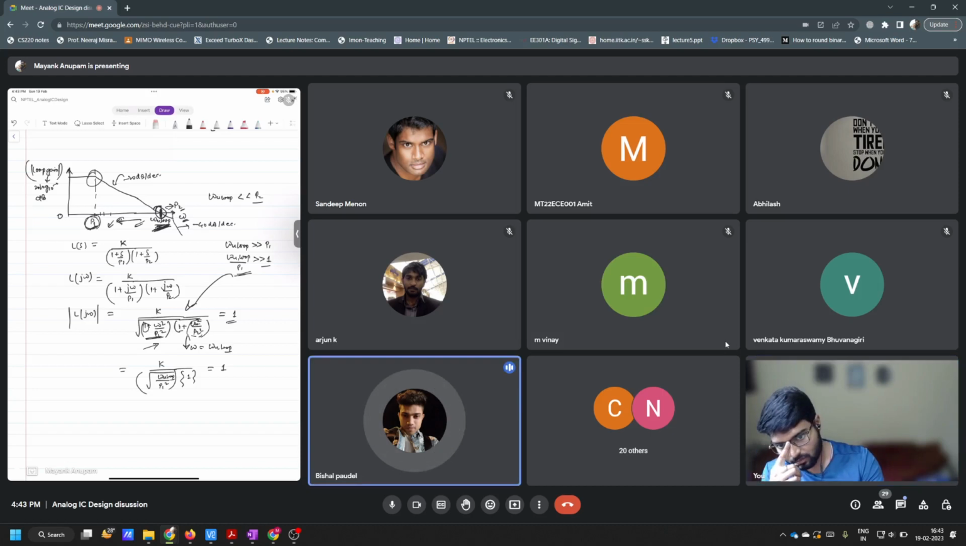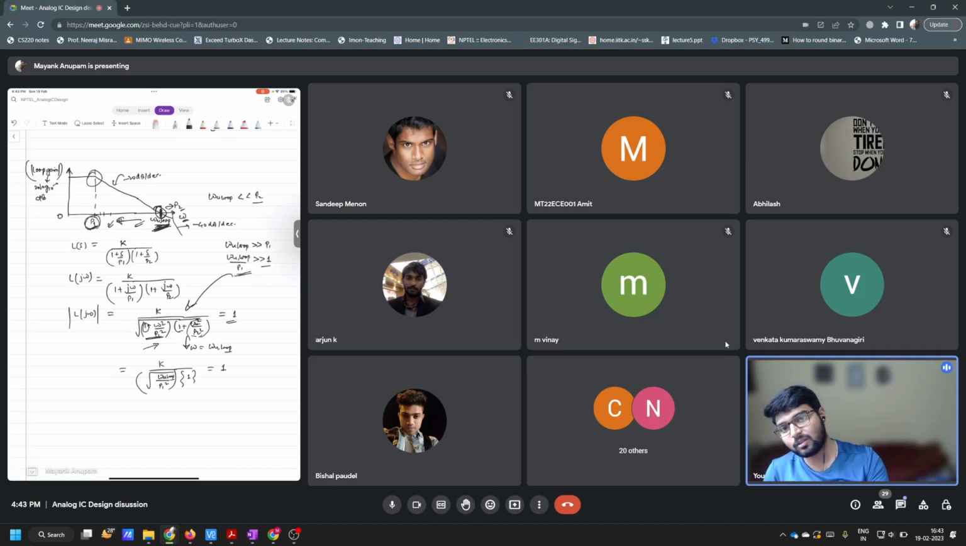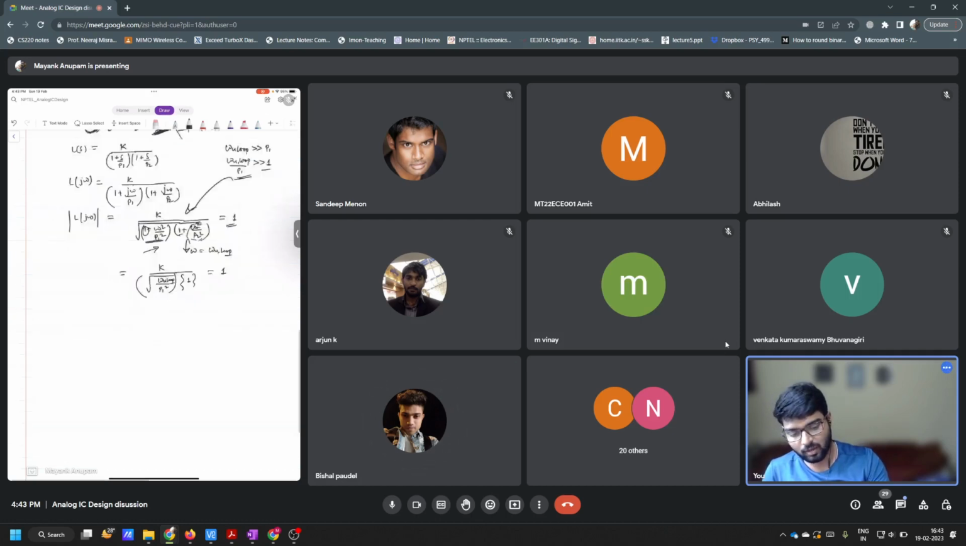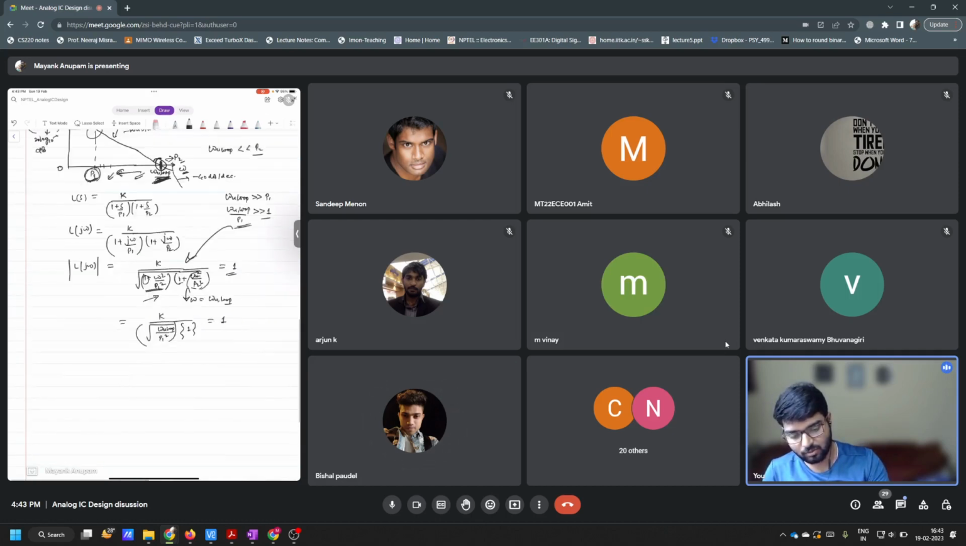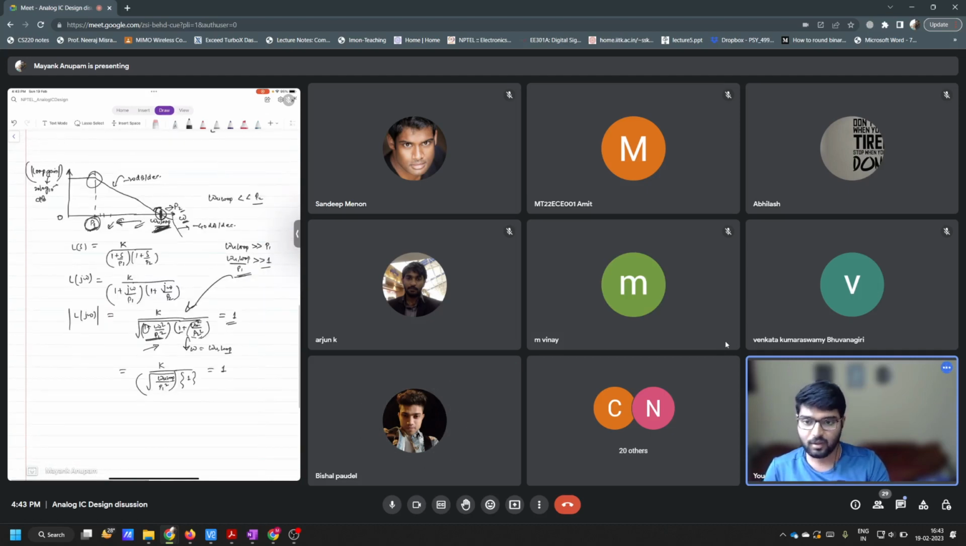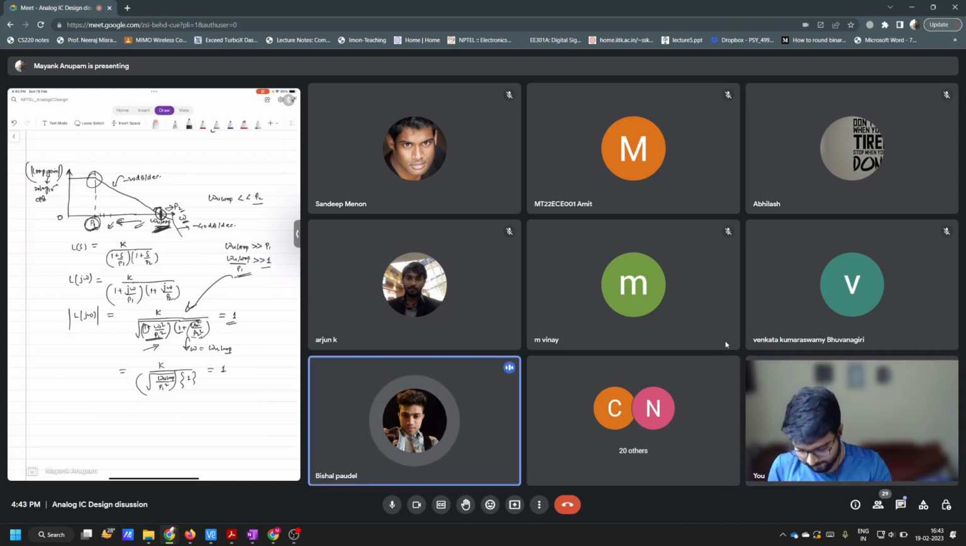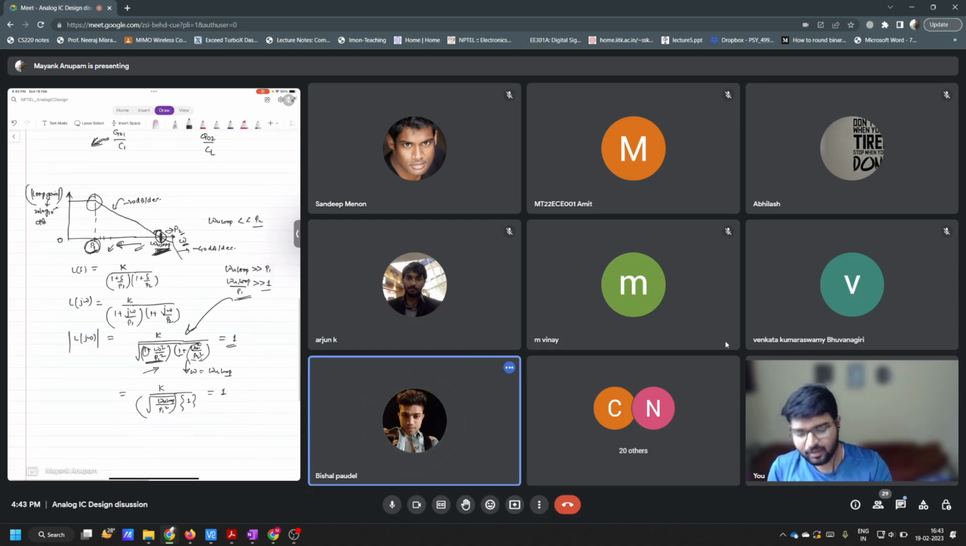Somewhere I have seen that in order to calculate bandwidth, we can simply multiply the DC gain into the first pole. Is that valid? Correct. That is strictly valid for a single pole system, which you can check when you do some calculation. It is not valid for systems having more than one pole. But even though this system has two poles, it is behaving like a single pole.